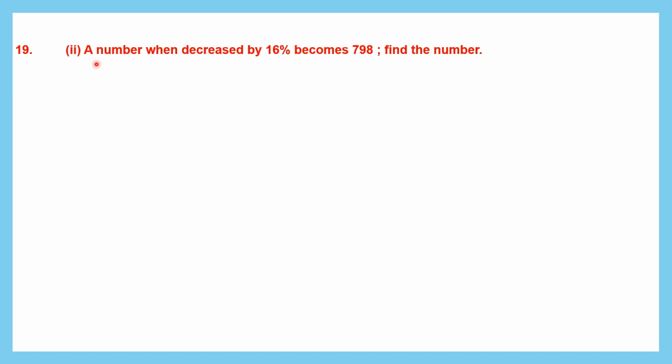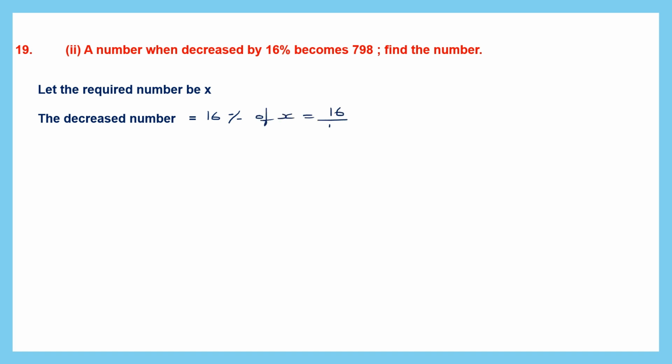The second part of this question: a number when decreased by 16% becomes 798. Find the number. So let that number be x. This time the decreased number is 16% of x. So that is 16% of x, which is 16 by 100 into x, which is 16x by 100. This is the decreased number.